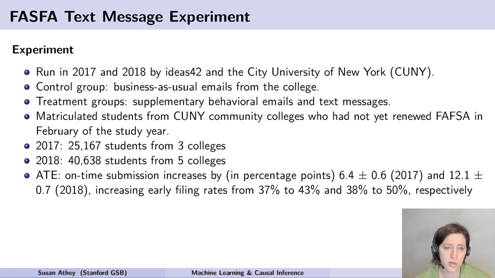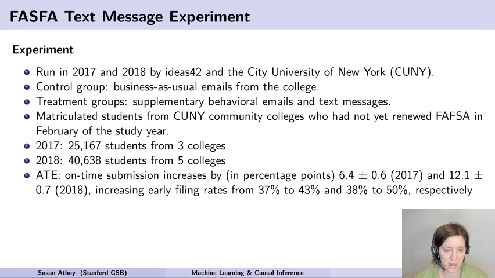The control group got business as usual emails from the college, while the treatment groups got supplementary behavioral emails and text messages. The people in the study were matriculated students from CUNY community colleges who had not yet renewed FAFSA in February of the study year. In 2017, there were 25,000 students from 3 colleges in the experiment, and in 2018, 40,000 students from 5 colleges.